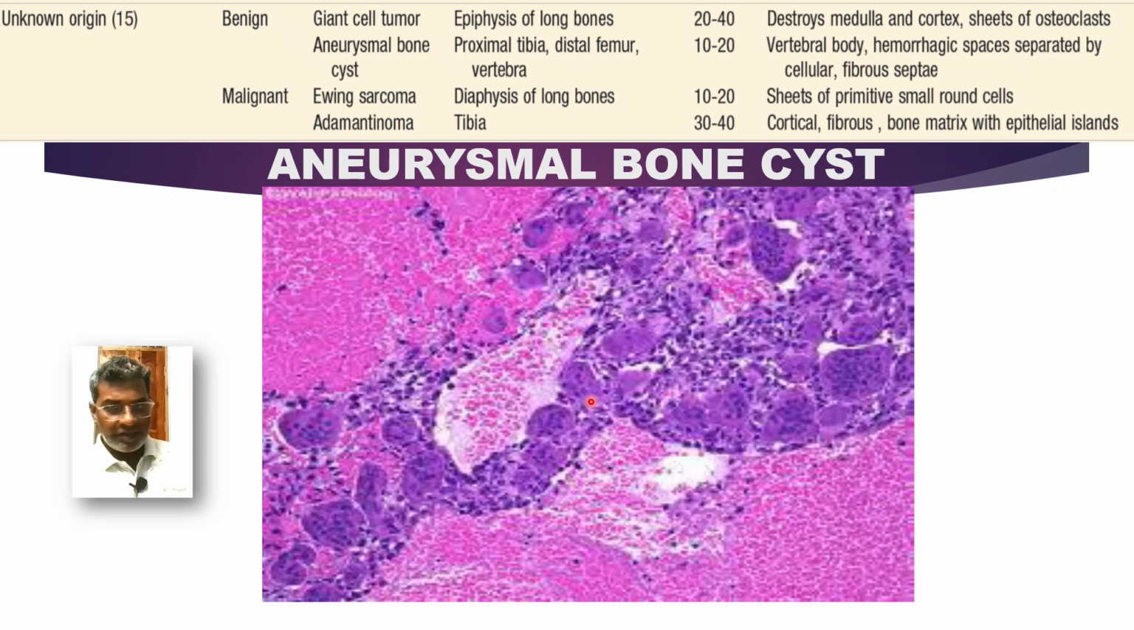The hemorrhagic spaces are separated by cellular fibrous septae, and there will be giant cells seen around these blood vessels or hemorrhagic spaces, and this is called aneurysmal bone cyst, which is a benign tumor.